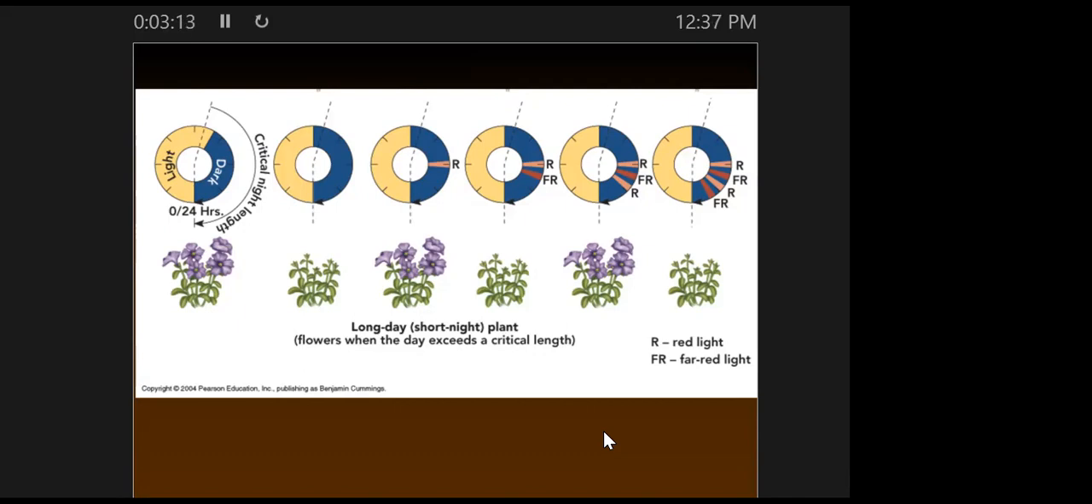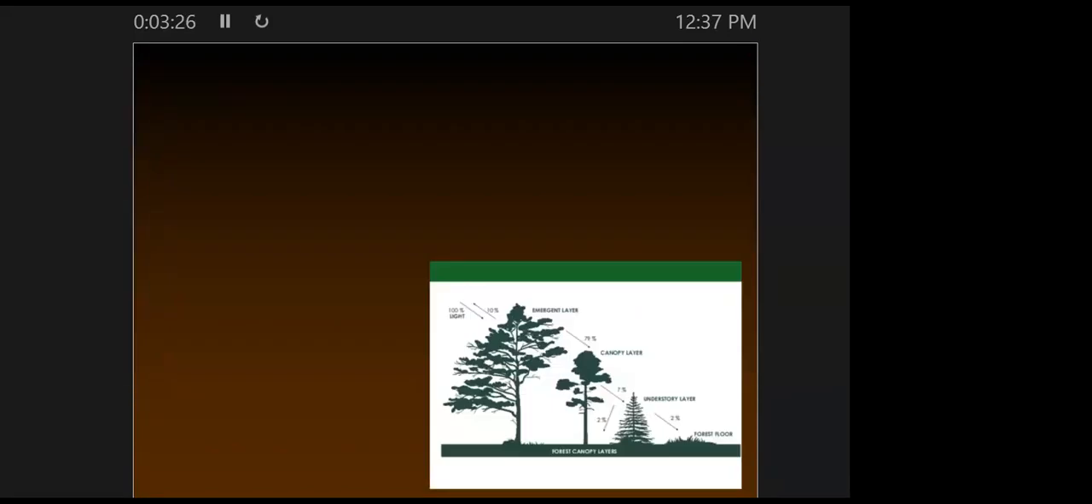And so you can do these experiments and you can get this to happen. It's pretty consistent. And so, okay, with red and far red, let's think about this idea. Let's think about a forest ecosystem. When you think about sunlight hitting a forest ecosystem, think about a more mature forest that has the upper story plants, the really tall ones, and then you have mid-story, and then you have understory.